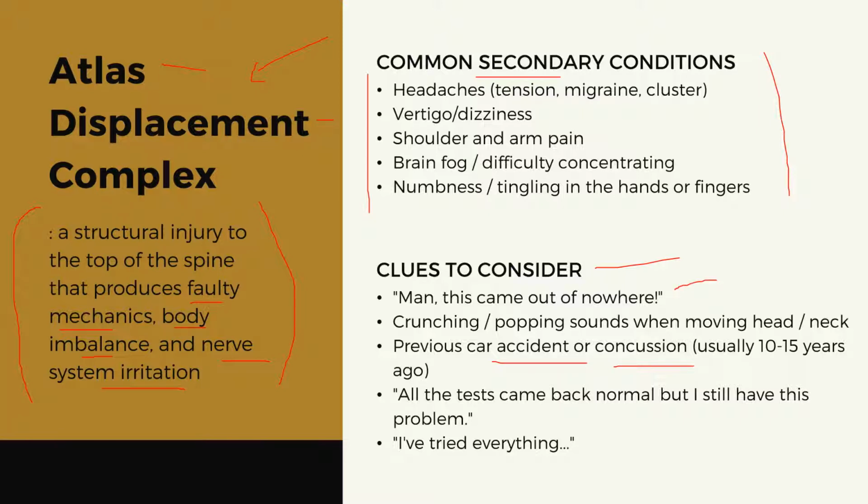So a couple other things that are common clues that we hear about are things such as, "All the tests came back normal, but I still have this problem." And the problem with that is if the MRIs, the CTs, the nerve conduction studies, the blood work all come back normal, then we may be overlooking a subtle structural injury that could be underlying what you're feeling.